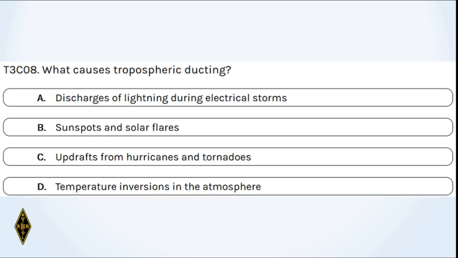And what causes tropospheric ducting? Remember, we normally have cool air up high and warm air down below, but if you get an inversion in there, then you can have ducting.